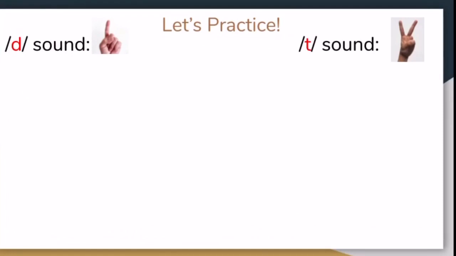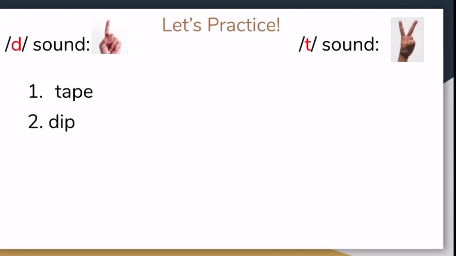Now we're going to practice. If you hear the duh sound in the beginning of the word, you're going to hold up a number 1. If you hear the t sound in the beginning of the word, you're going to hold up the number 2. Are you ready? Let's go. Tape. Are you holding up a 1 or a 2? Ding, ding, ding. If you picked 2, you're correct.